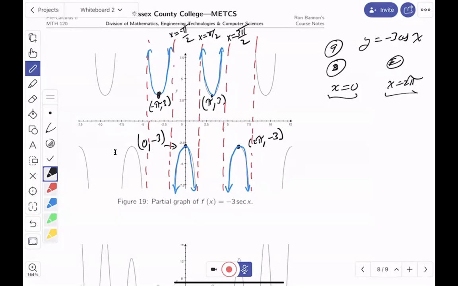Got that with the point? Yep, got that. And then there was going to be the next 5 pi over 2. All right, you can go on all day with this.